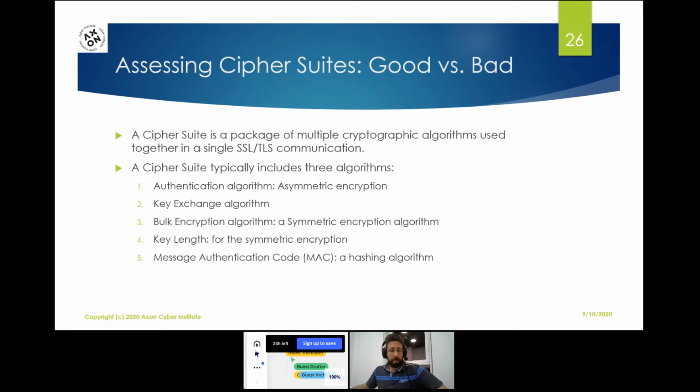Bulk encryption algorithm, and this is mainly symmetric encryption algorithm, something like DES, the old DES, triple DES, or the modern AES encryption algorithm. It includes the key length for the symmetric algorithm, for example, AES, whether it's 128 or something else. And then it includes a hashing algorithm used as message authentication code that provides integrity as well as authentication in combination with the asymmetric encryption.